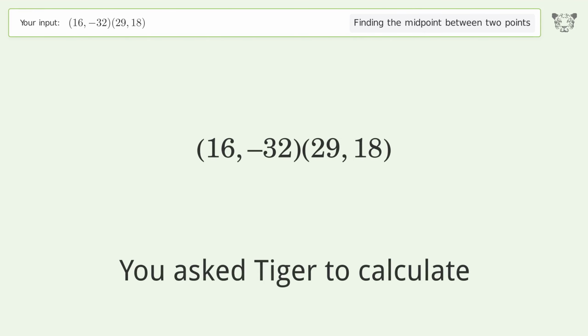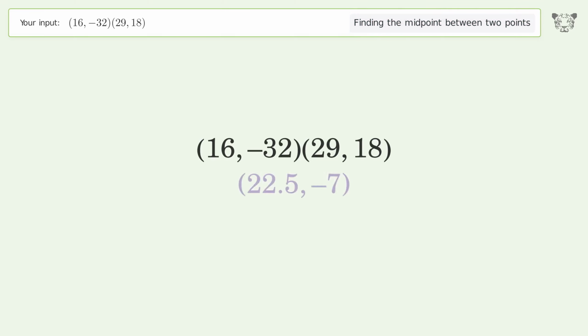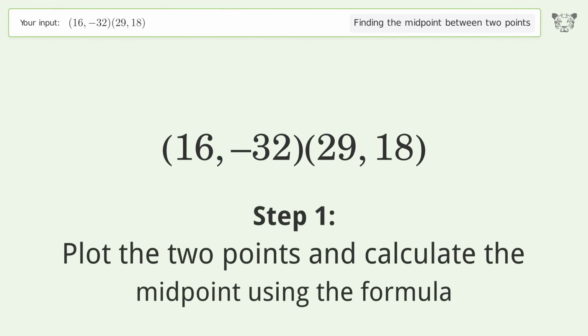You ask Tiger to calculate. This deals with finding the midpoint between 2 points. The midpoint between the 2 points is 22.5, -7. Let's solve it step by step. Plot the 2 points and calculate the midpoint using the formula.